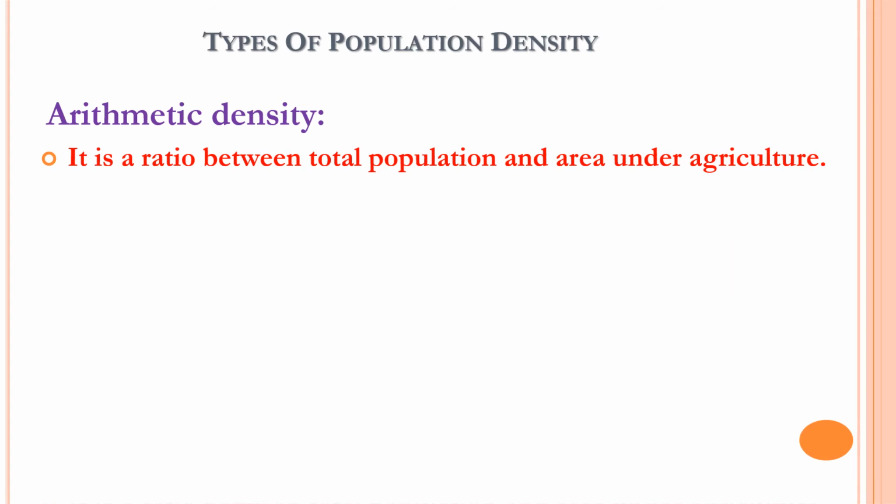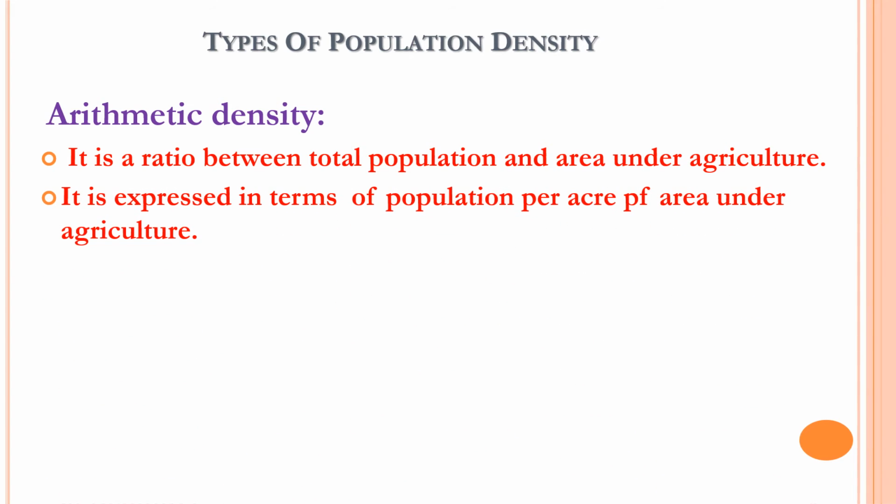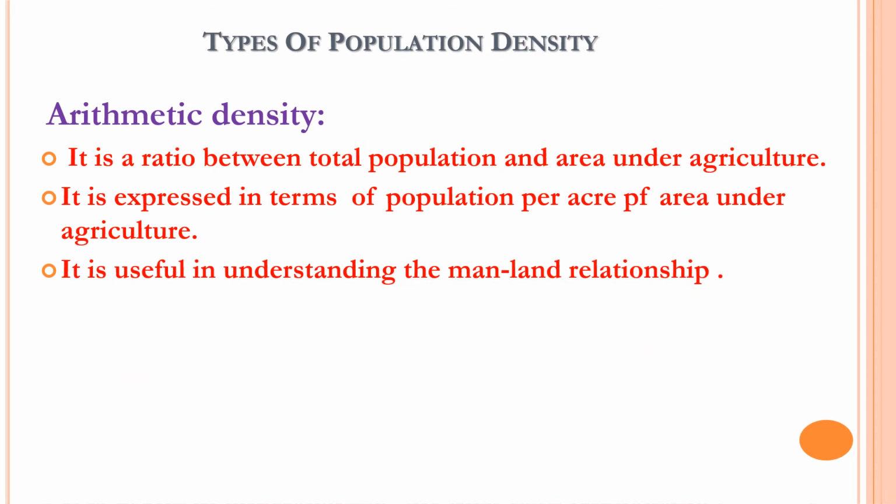Arithmetic density is the ratio between the total population and the total area in the region. It is very important here. It is expressed in terms of population per square kilometer or per acre. Here it is important to say per person per kilometer and per person per acre. It is useful for understanding the man-land relationship.